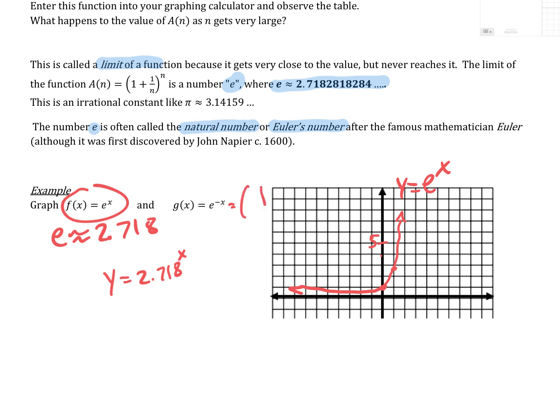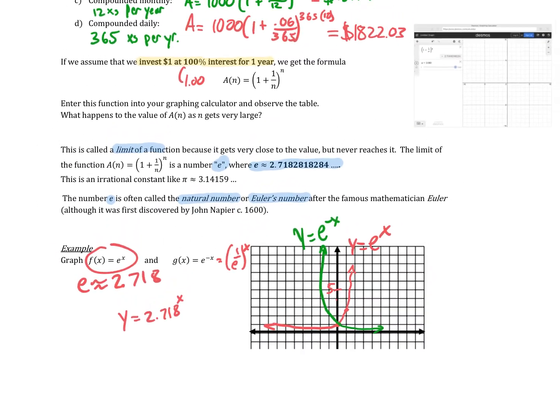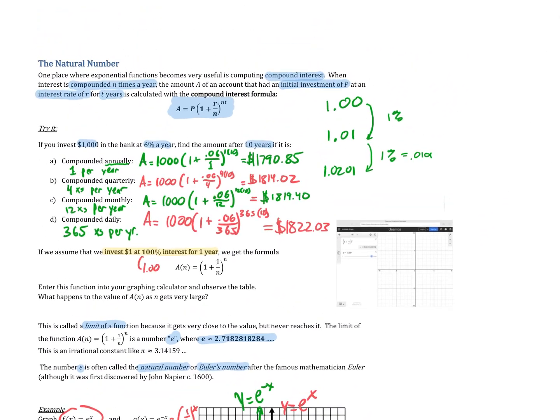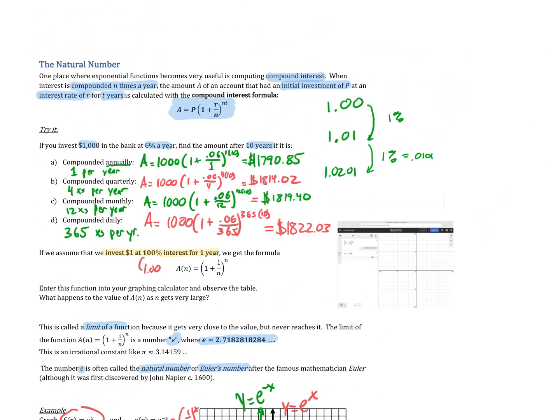And if we have y equals e to the negative x, remember that's 1 over e to the x, or like 1 over 2.718 to the x. And it's just going to be a reflection. So we're going to just flip it around the y-axis. We'll go up to the left, down to the right, and that's y equals e to the negative x. So when you see e, just remember it's about 2.7, all right? So it acts very similar here, okay?